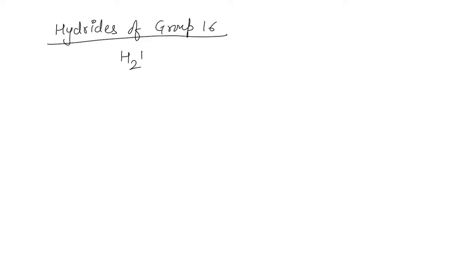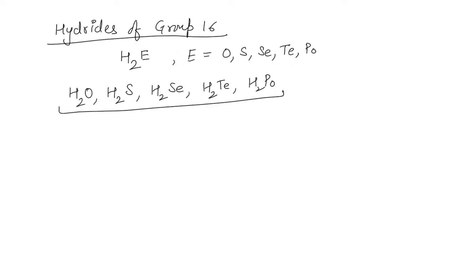The general formula is H2E. And what is E here? Oxygen, sulfur, selenium, tellurium, and polonium. That is, H2O, H2S, H2Se, H2Te, H2Po. So these are the hydrides of group 16. Let us discuss their preparation.